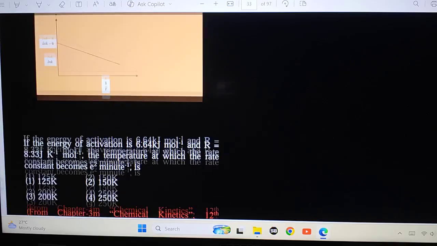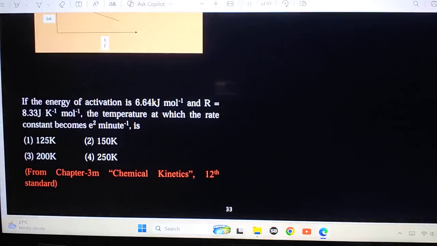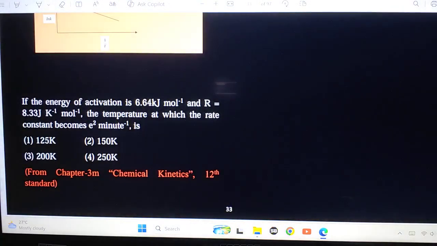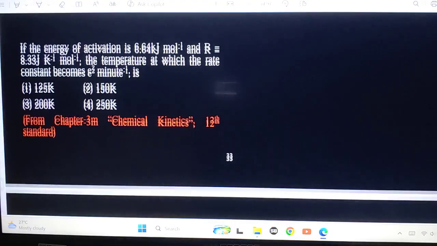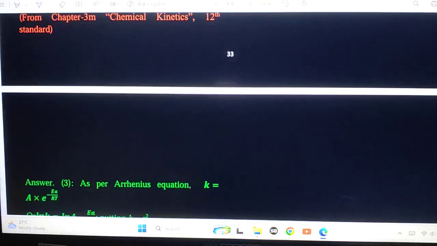Remember that. What is the question? If the energy of activation is 6.64 kilojoule per mole and R is 8.33 joule per Kelvin per mole, the temperature at which the rate constant becomes e square per minute is. That's the question. Don't get confused by seeing e square per minute, etc. It is not that much troublesome. It is very easy rather.